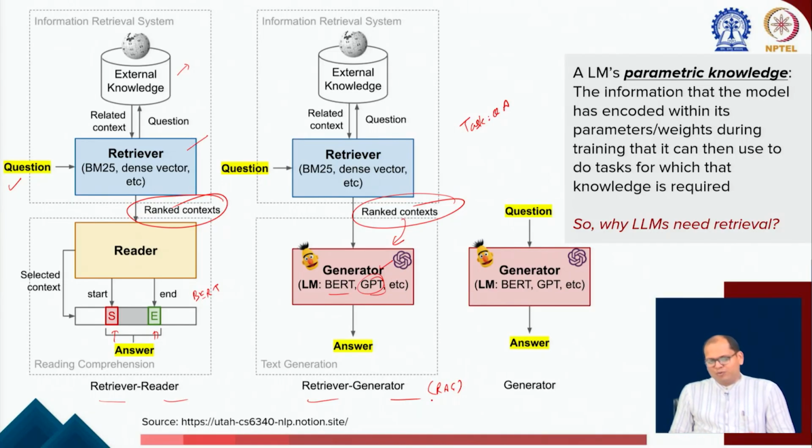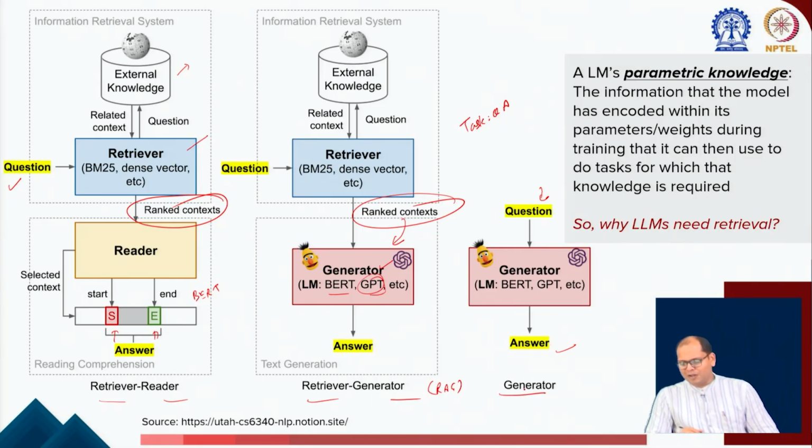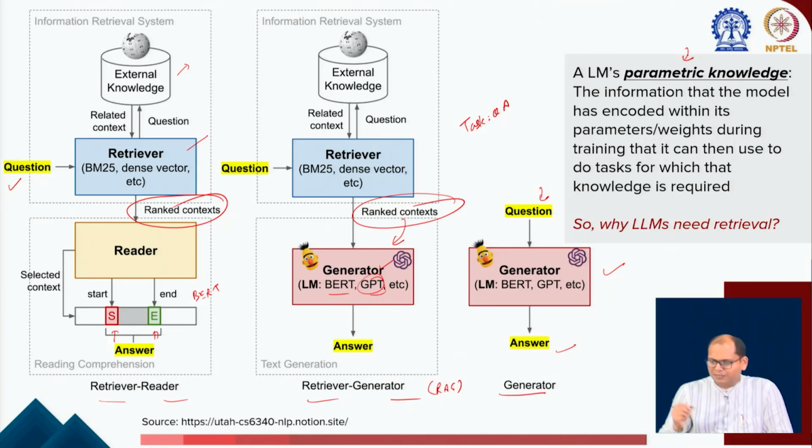Or you can say, okay, why do I need a ranked context? Why can't I simply ask a question to a model like GPT and get an answer? This is a simple generator. Now, why is this view even possible? Because these models have been pre-trained on such a large amount of data. So there is an idea that they have some parametric knowledge. That means through this large training, they have encoded some information in their parameters themselves, so that given this question, they would be able to use that knowledge and actually answer.